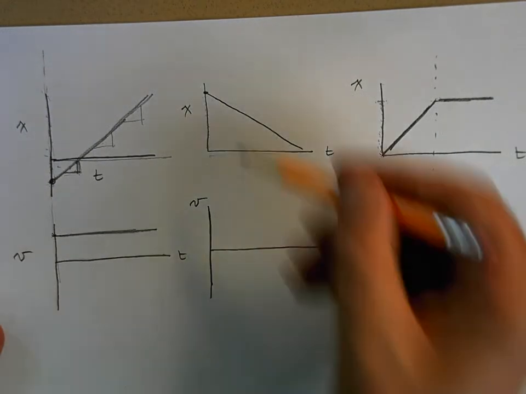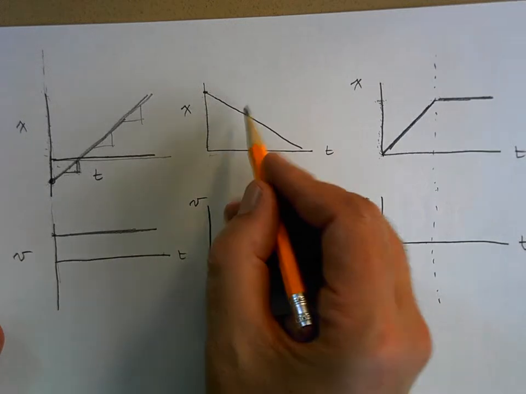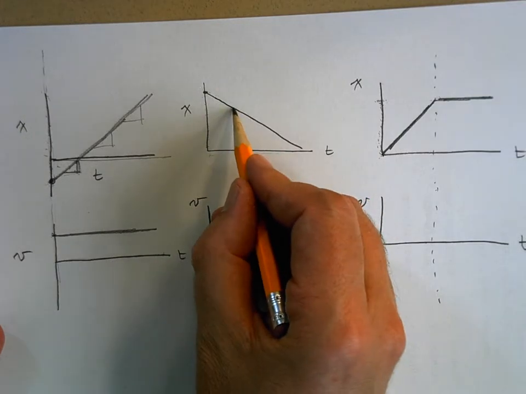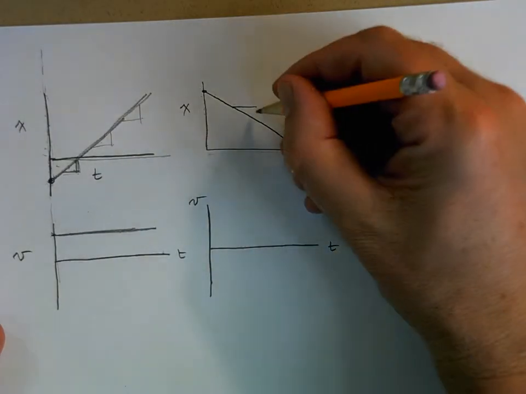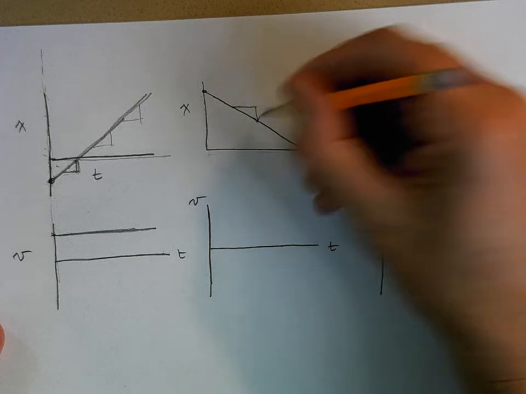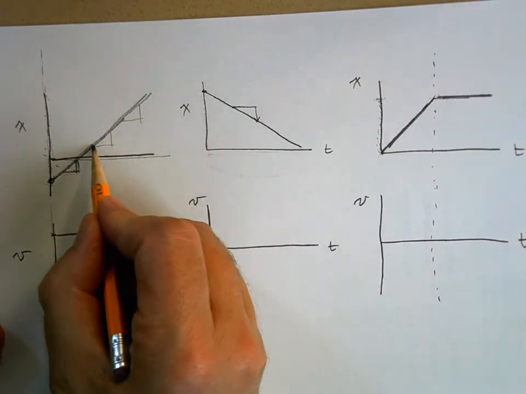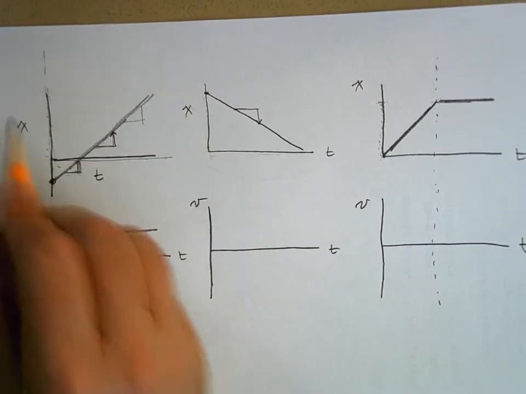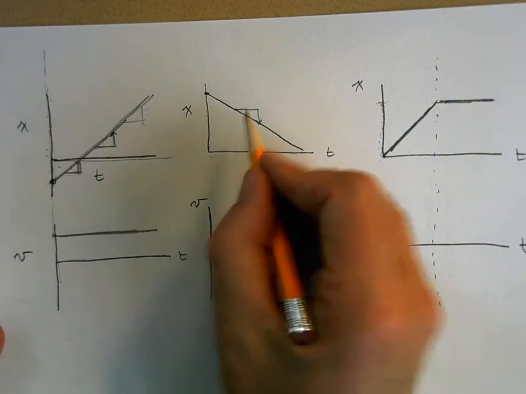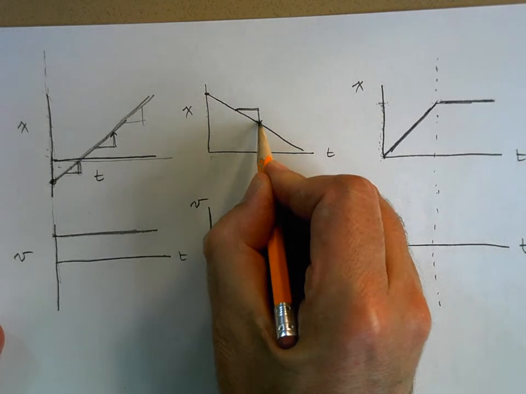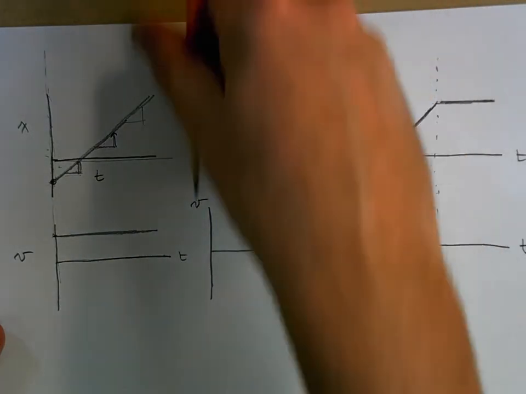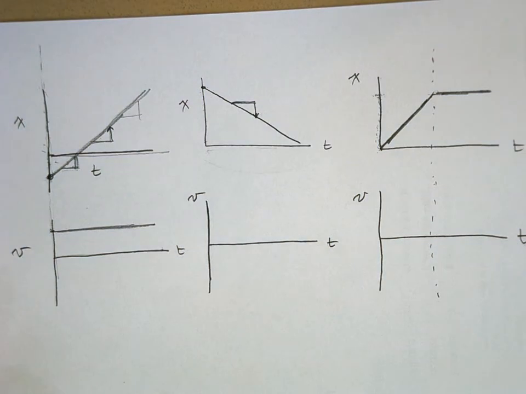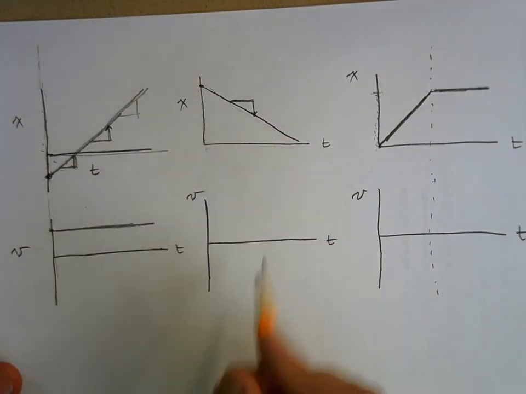Now I look over here and I say, whoa, okay, let's see. If I have a run, what's my rise? Oh, my rise is in this direction. That's a good way to do it. As I go over in time on this one, I go in the upward positive x direction. But in this one, as I go over in time, I go down. I'm going in the negative x direction, which means my velocity is negative. And notice it's a straight line, so it's constant.